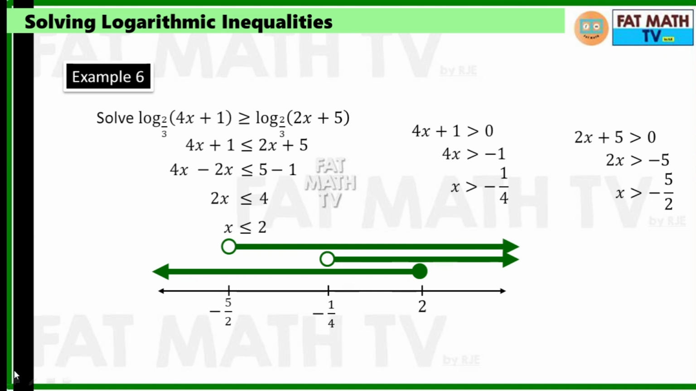So what is common to these three intervals? So this part here, only this interval. So all numbers greater than negative 1/4 but less than or equal to 2 can satisfy the given inequality.